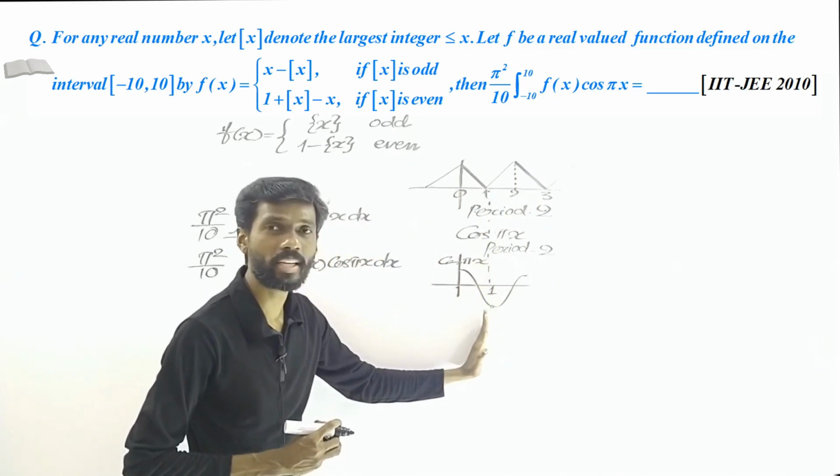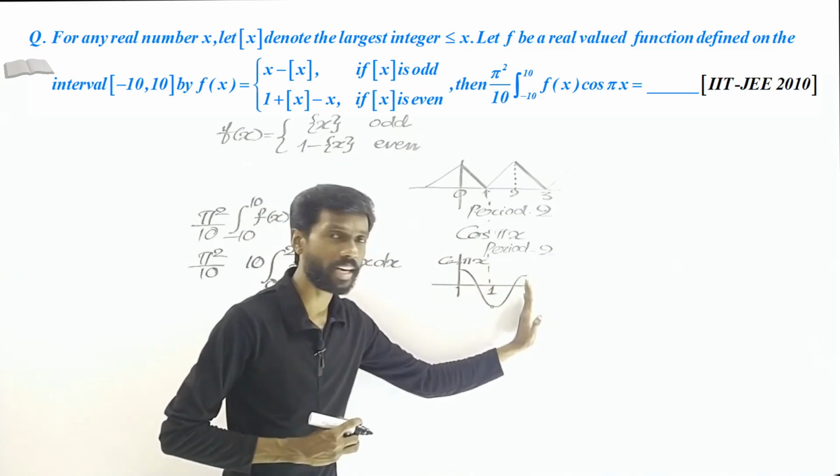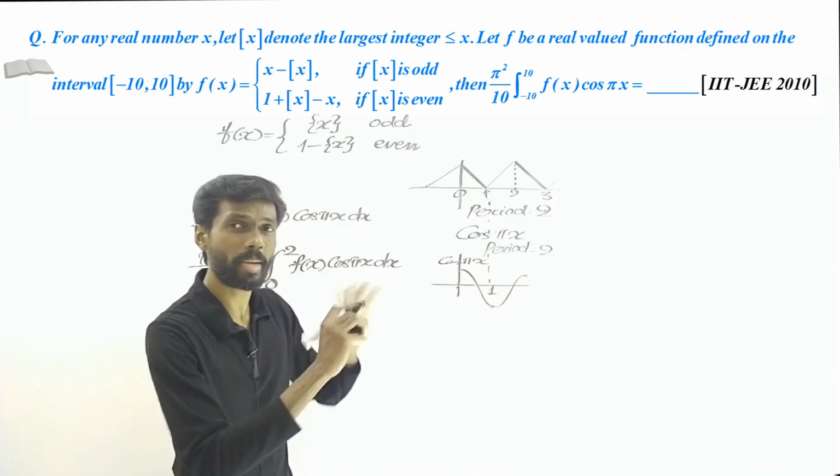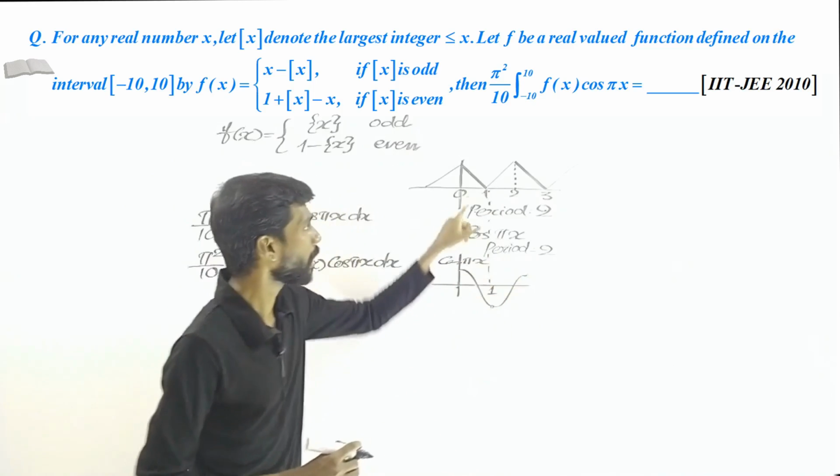So this is the line x equal to 1. So right side of x equal to 1, this is the graph. Left side we have this graph. Both the graphs are of the same nature. You understand? So same area. So here also we have the same area.